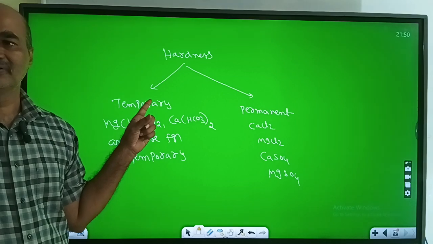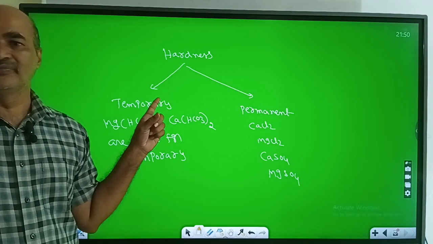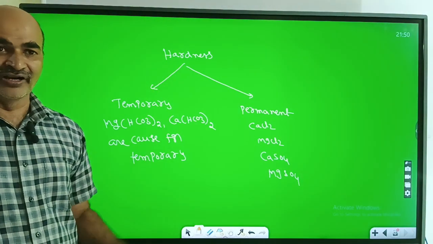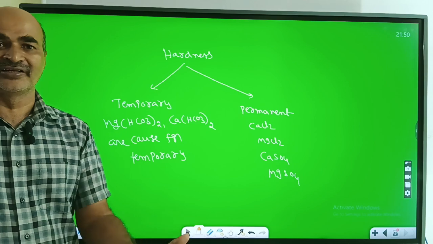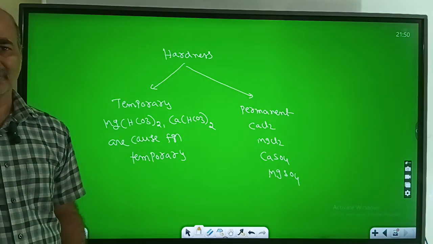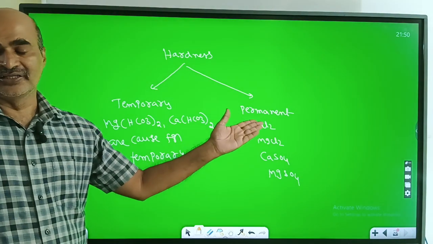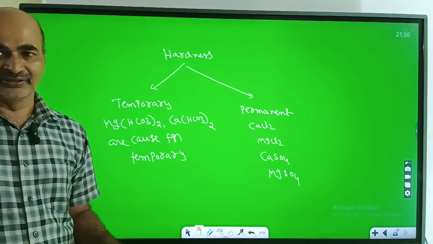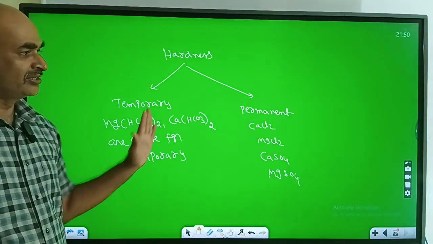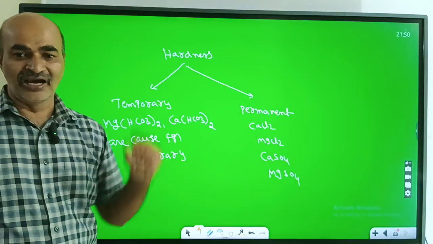Temporary hardness can be removed by boiling. When water is boiled, temporary hardness is removed. But permanent hardness can't be removed by boiling. So this is temporary hardness, this is permanent hardness.